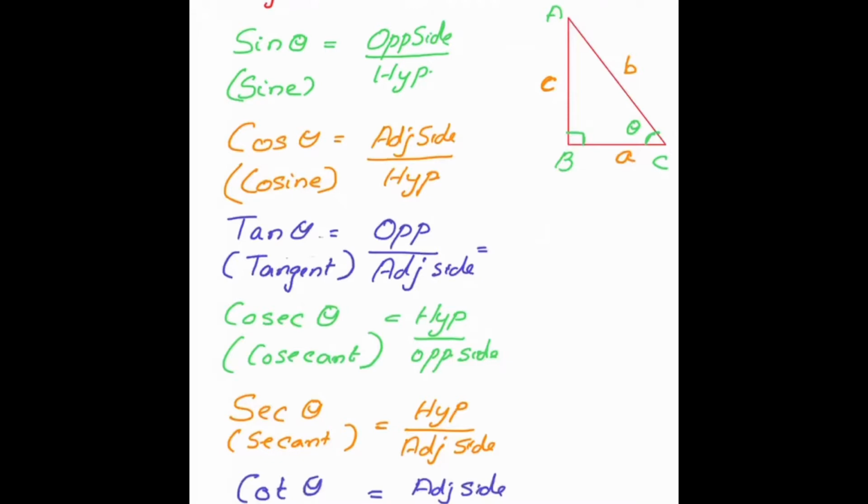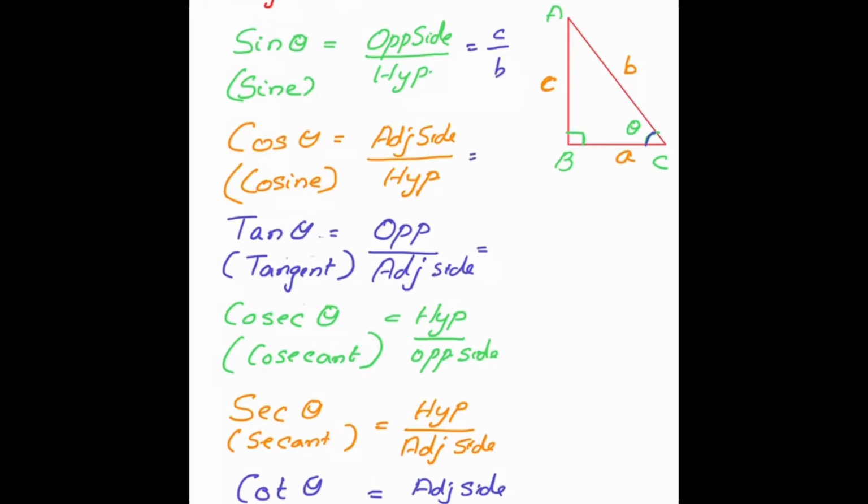So the first ratio is sin theta. We write it as SIN, but actually it is SINE. If this is the angle that we are going to take, then sin theta is equal to opposite side by hypotenuse. The opposite side, which is opposite to the angle theta, is C. So this is equal to C by hypotenuse, which is B.